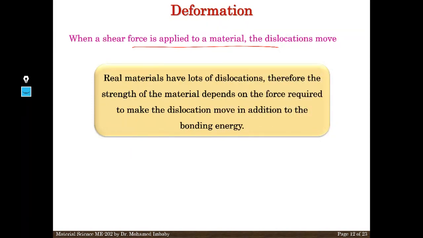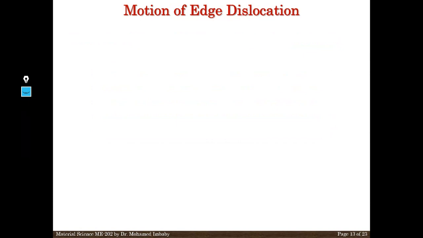If you look at the single crystal, it is different from the polycrystal. Polycrystal means the dislocation density is higher. Therefore, the strength of the material depends on the force required to make the dislocation move, in addition to bonding energy. As I explained before, to get the property of the material, first the bonding energy; second, the crystal structure; third, the defects there, which affect the property of the material. Totally correct.